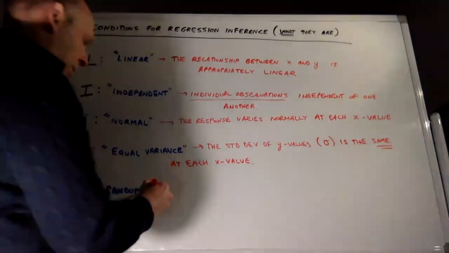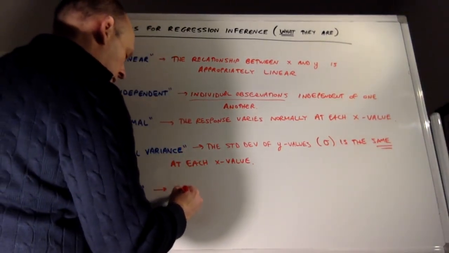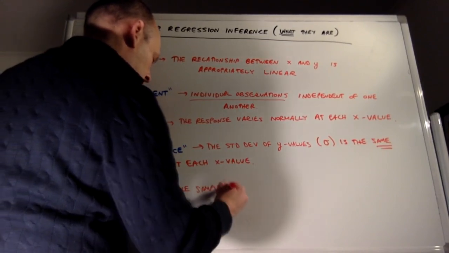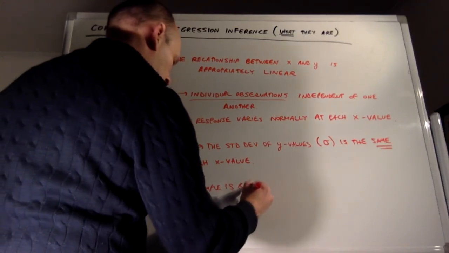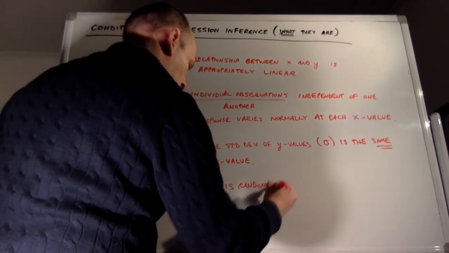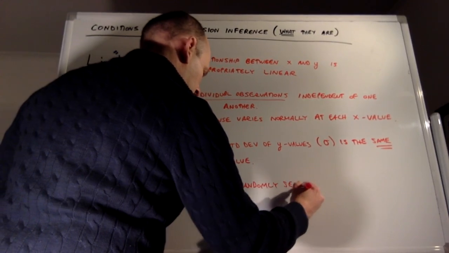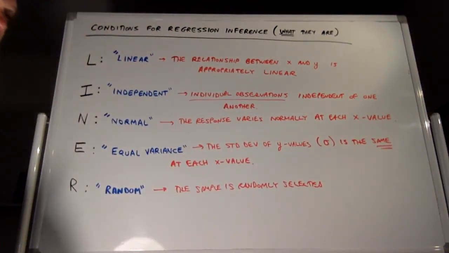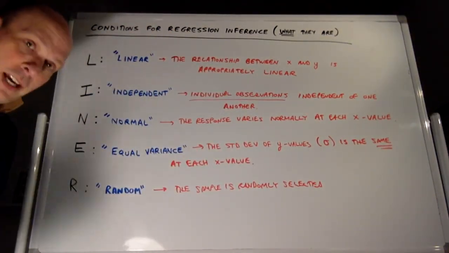And of course, random, I think we got this one. The sample is randomly taken, or randomly selected. Now, this is what the conditions are, but it's not how we check them.